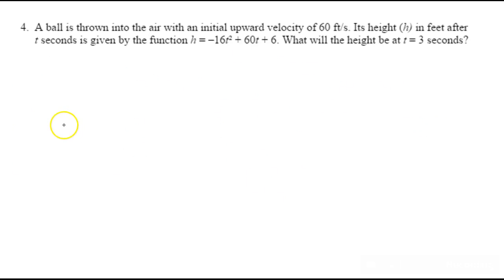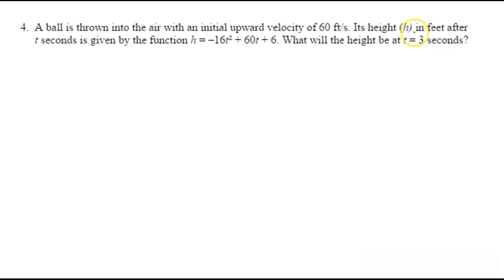Let's look at number 6. Again, we have a ball being thrown into the air. This time initial upward velocity of 60 feet per second. Its height h in feet after t seconds is given by the function h is equal to negative 16t squared plus 60t plus 6. What will height be at t is equal to 3?